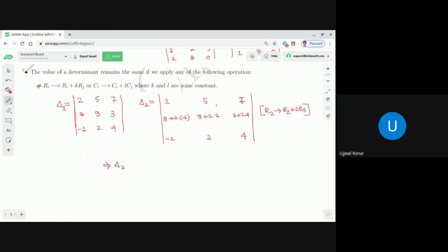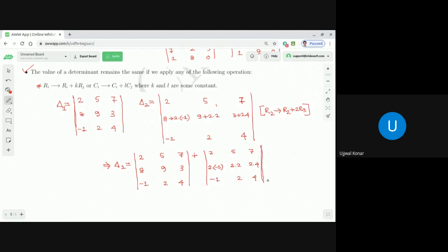2 as a sum of two determinants, because each and every element of the second row is actually expressed as a sum of two terms. So what we can write here is, dear students, 2, 5, 7, 8, 9, 3, -1, 2, 4, plus 2, 5, 7, 2 into -1, 2 into 2, 2 into 4, -1, 2, 4.